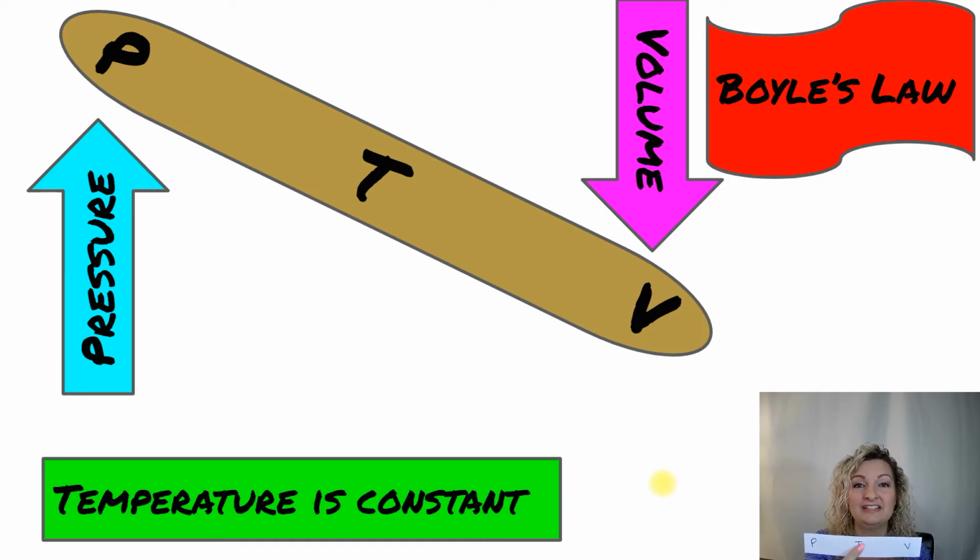Now, if I reset this, I can say the same thing. For instance, if you were taking a test and it said, according to Boyle's Law, if temperature is constant and volume increases, what happens to pressure? Well, let's figure it out. Temperature is constant. If volume increases, what happens to pressure? Pressure is going to then decrease.